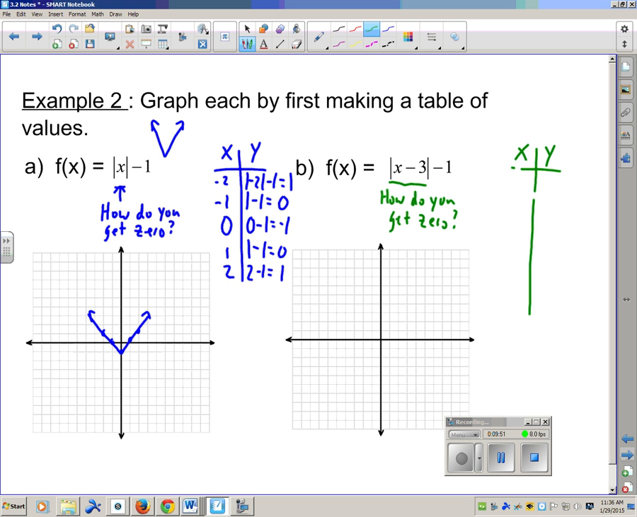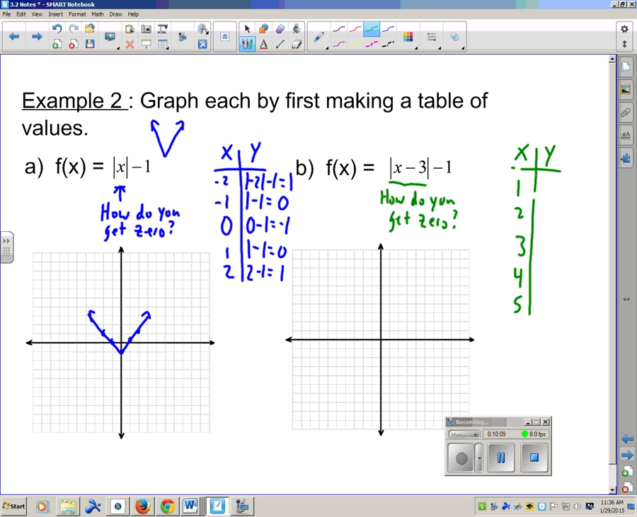Kind of think about when you factor. If it was one of your factors, you'd tell me that x would have to equal 3 to get 0. So I'm going to put 3 here. I'm going to pick two numbers before 3, which would be like 2 and 1. I'm going to pick two numbers after 3, would be like 4 and 5. And then I'm going to plug them into my function there.